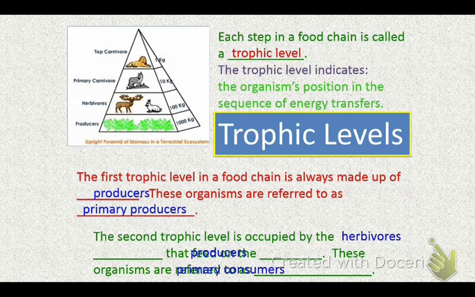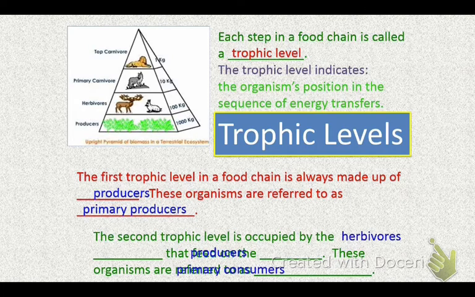So the first trophic level is always made up of the producers, right? Because they're the only thing that can harness the sun's energy. So that's always at the bottom of the pyramid. These organisms are referred to as primary producers. The second level is occupied by the herbivores. Okay, so if you're a vegetarian, you're kind of down on that herbivore level, especially if you're vegan. You're on the herbivore level.